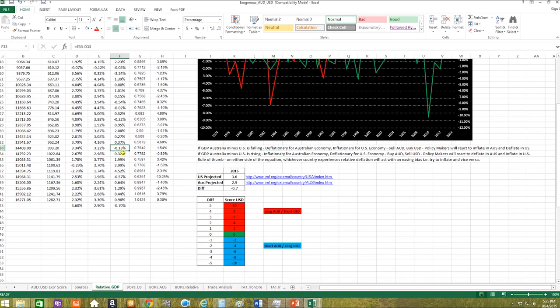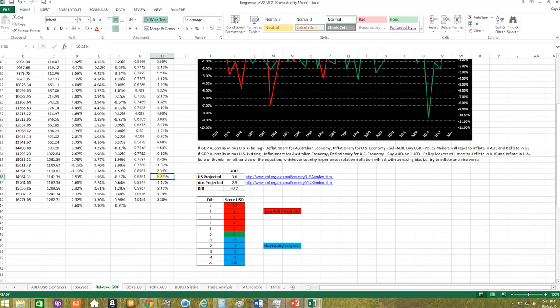So we have also our scorecard down here, and we'll come to that in a second when we go back to the presentation. But what we've also got here is our projected differential. So we're looking now forward at GDP growth in the United States for 2015 and Australian projected real GDP growth for 2015, and looking at the projected differential and comparing it to last year.